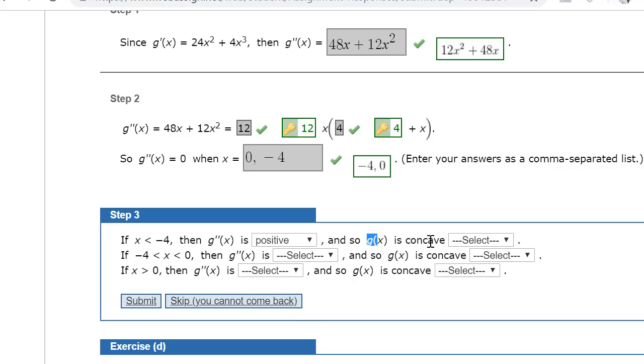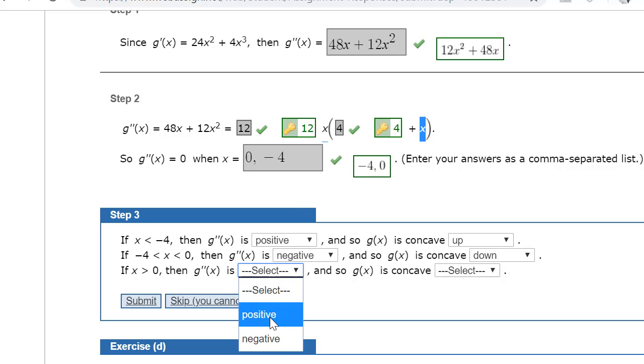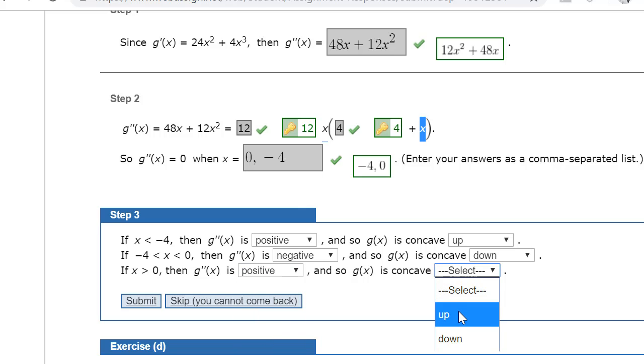And so g double prime would be positive, which is concave up. Between negative 4 and 0, it's still going to be negative for the first factor. And then if we put a negative number between 0 and negative 4, like negative 2 or something like that, this would be positive. So a negative times a positive is a negative, which means it's concave down. And then this is also going to change concavity. When we put a positive number, we get a positive and a positive, and that would be concave up.